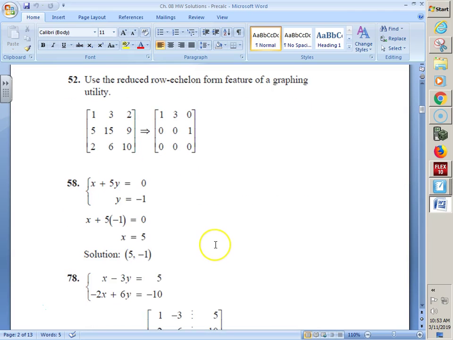Number 52. Did you guys notice, even though it didn't make you solve, that 52 was weird? You were allowed to use your calculator, RREF, but, whoa. 1 zeros, what's missing? It's because it was impossible. So that's a little tricky.